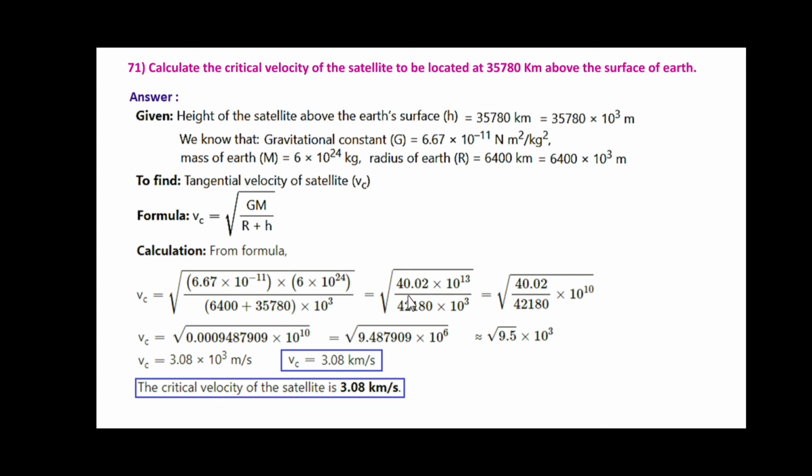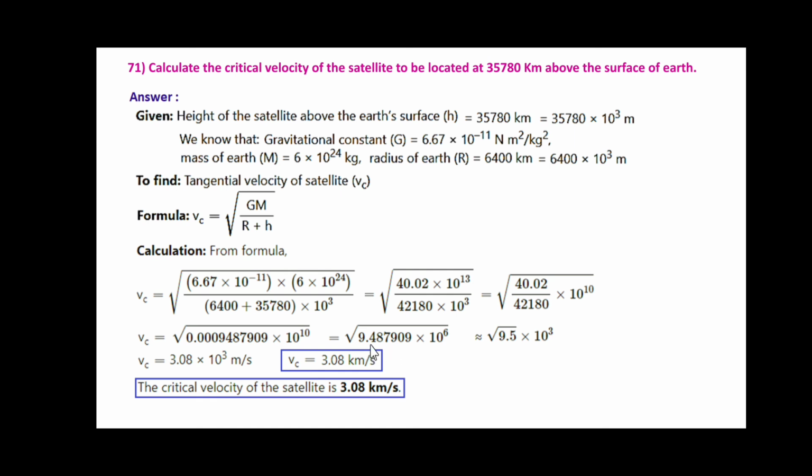After simplification, we are getting 40.02 into 10 to the power 13 divided by 42,180 into 10 to the power 3. So again here under the root we will get, after simplification, 40.02 divided by 42,180 into 10 to the power 10. Again we will carry out this division, and that gives 0.00094870909 into 10 to the power 10. Again rearranging the terms, 9.487909 into 10 to the power 6.